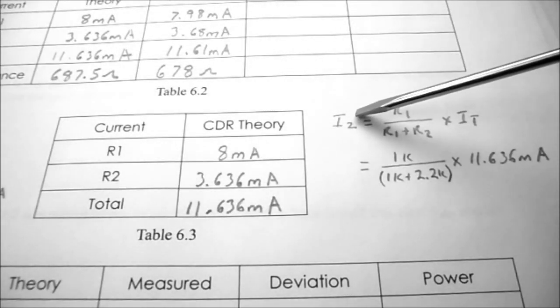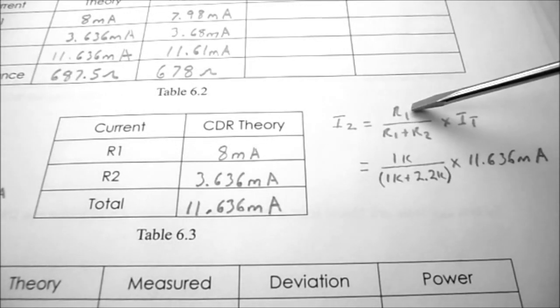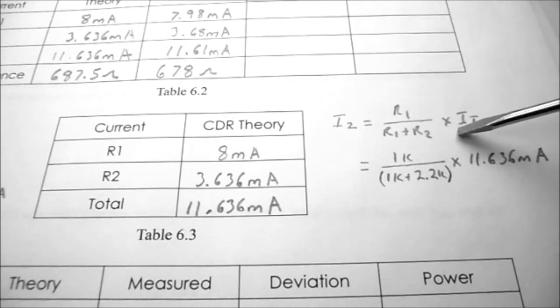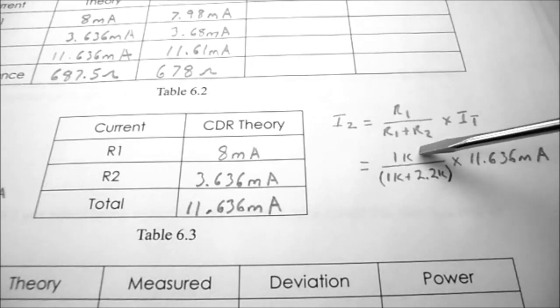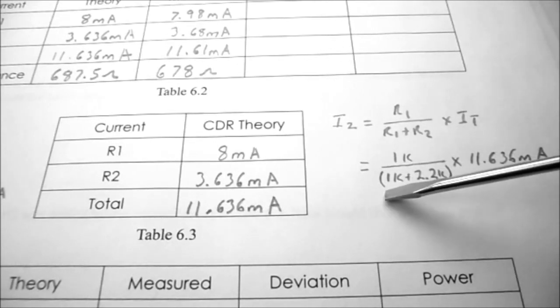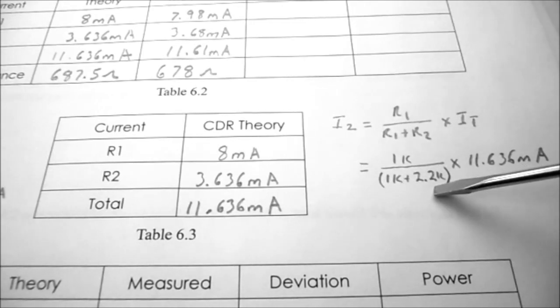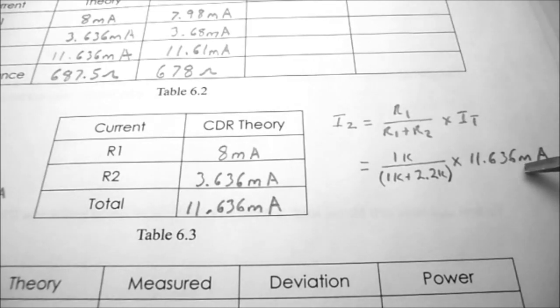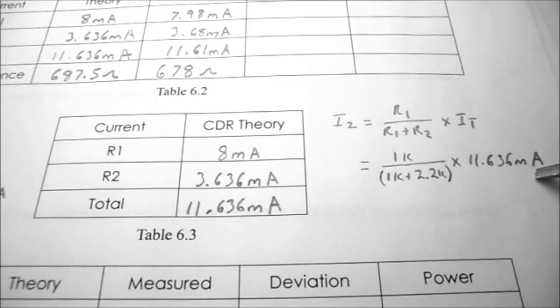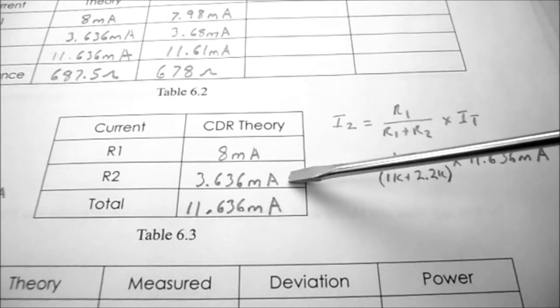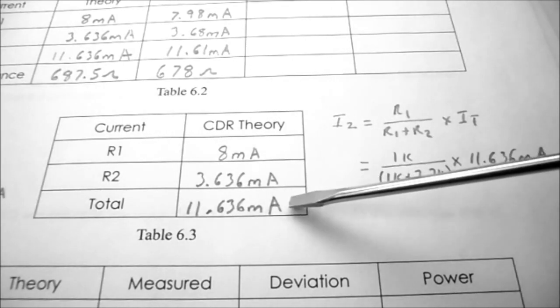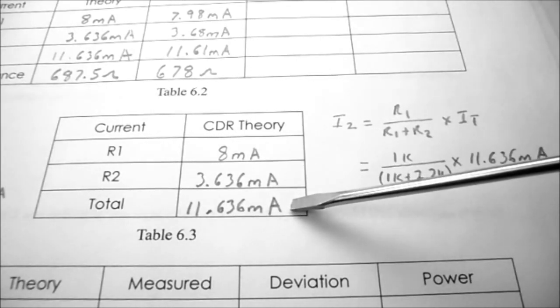The calculation for I2 is equal to R1 over R1 plus R2 times IT. So in this case it's 1k divided by 1k plus 2k, and you'll notice I put it in brackets to preserve the order of operations when I'm typing this into my calculator, times 11.636 milliamps, which was the total we calculated before. And we can see I2 is equal to 3.636 milliamps. And the total of those two does come out to 11.636 milliamps that we'd calculated before.